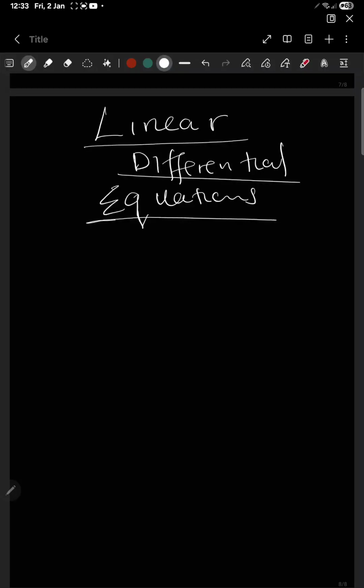In this video, we are looking at linear differential equations. Now, what are these linear differential equations? Linear differential equations are equations written in the form dy/dx + p(x)y = q(x). So any equation which is written in this form is said to be a linear differential equation.